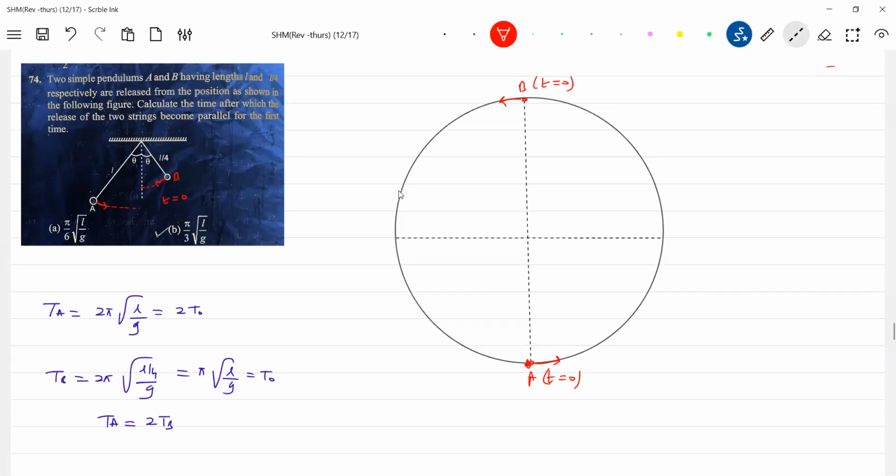Okay, fine. So finally, both will be at the same point. Some other color I'll use. These are very, very important and popular problems. Everyone must think on this. After some time t, A will be here, and B will be here. So they have crossed each other.